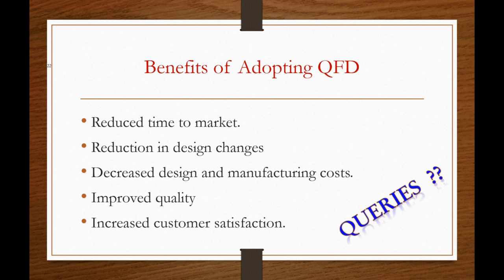So benefits: reduced time to market, reduction in design changes, decreased design and manufacturing cost, improved quality, and increased customer satisfaction. Some other benefits are a systematic way of obtaining information and presenting it, shorter product development cycle, considerably reduced startup cost, fewer engineering changes, reduced chance of oversights during the design process, and an environment of teamwork and conscientious decisions. Everything is preserved in writing.